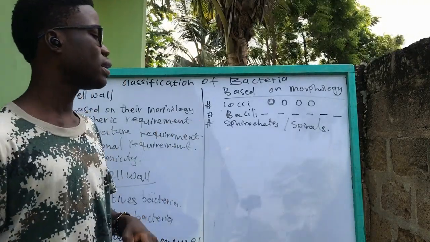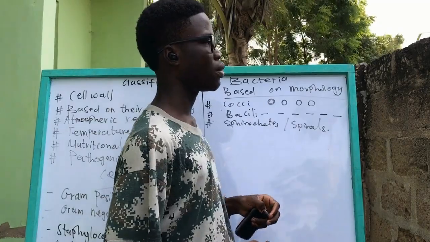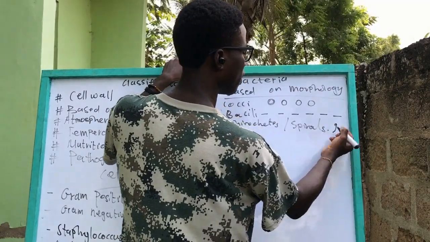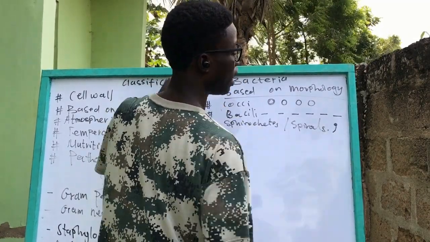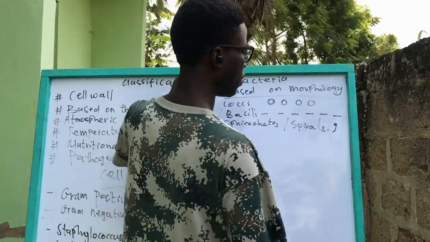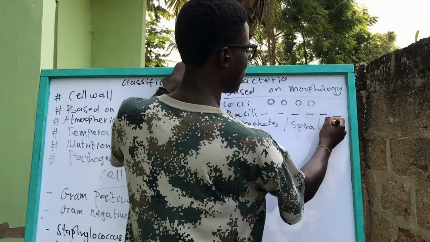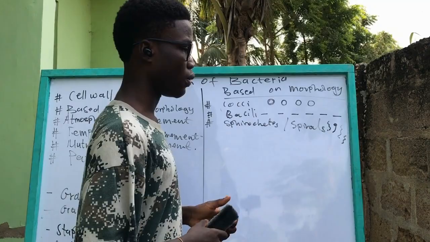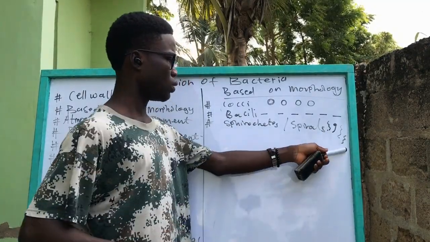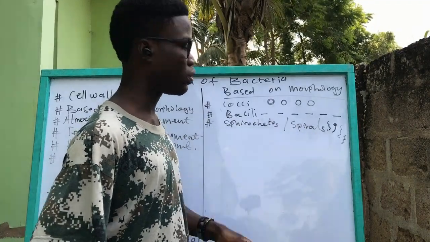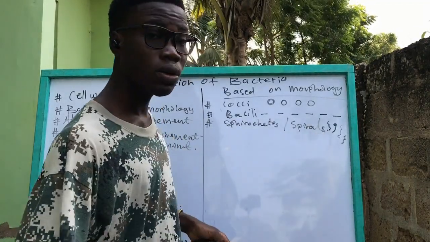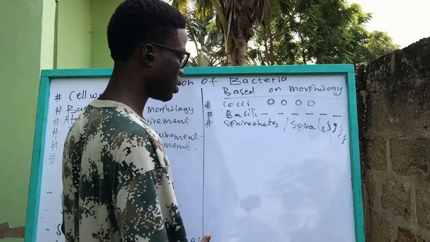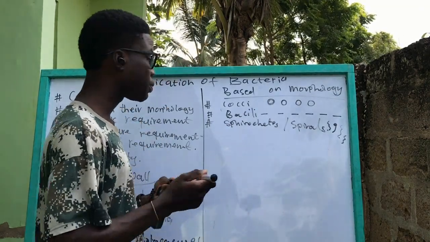And then the spirals often assume a spiral shape, and their spiral shape can vary. Some of them appear like this, like a comma shape. That is the vibrios. We also have those that are like this, like the Treponema pallidum, the causative organism for syphilis. And this one is the vibrio shape. An example of the vibrio shape is Vibrio cholerae, the causative agent for cholera.